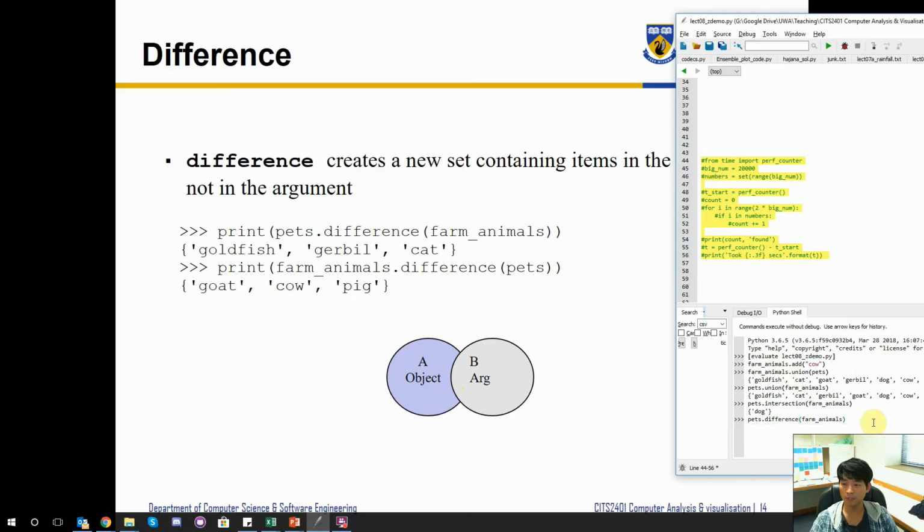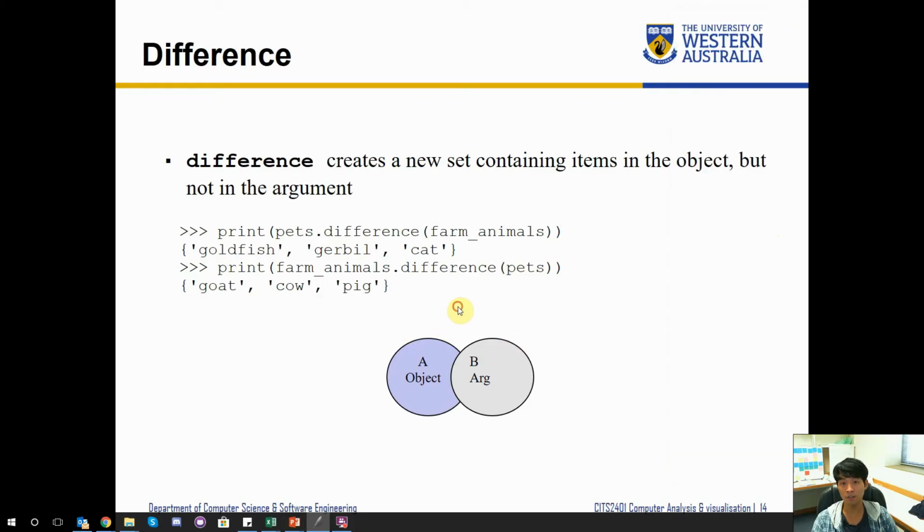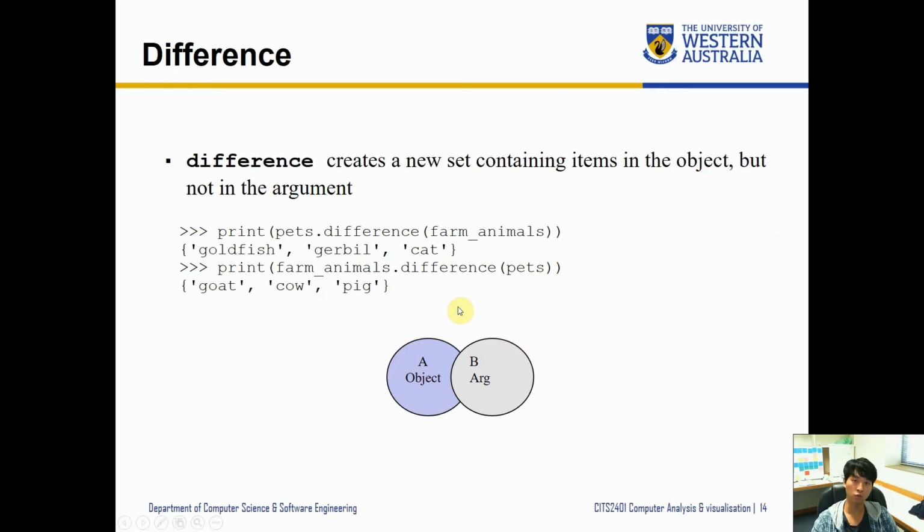So difference. Okay, so pets.difference(farm animals) is cat, goldfish, and gerbil. Is it gerbil? Gerbil? I don't know. But farm_animals.difference(pets) is going to give me pig, goat, and cow. Okay, so this particular difference method is specific to which one you use first, and it shows you the items belonging to that one uniquely only.